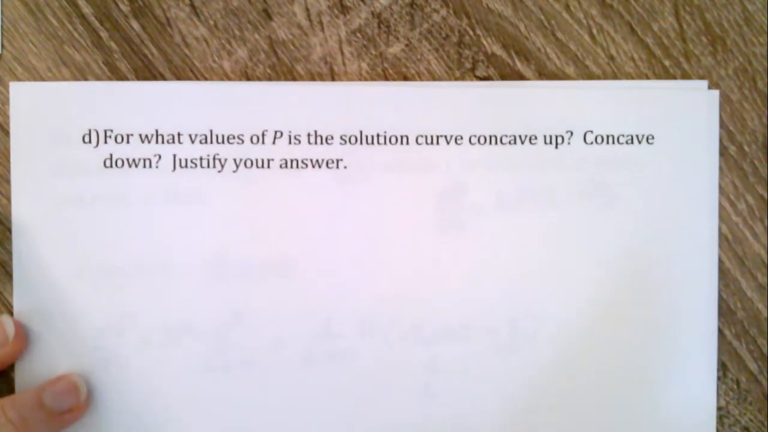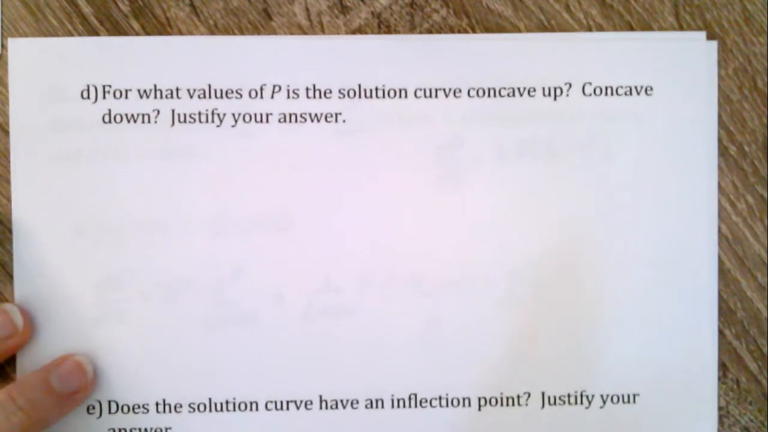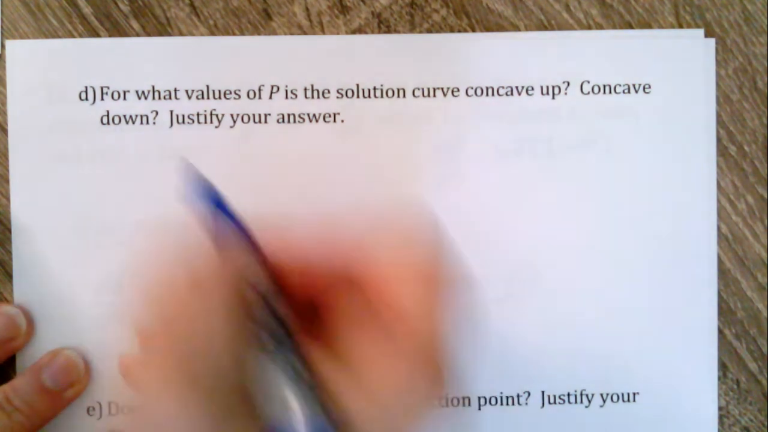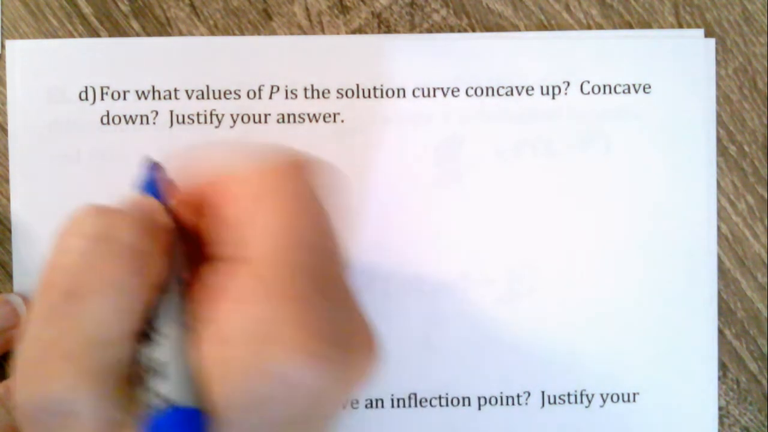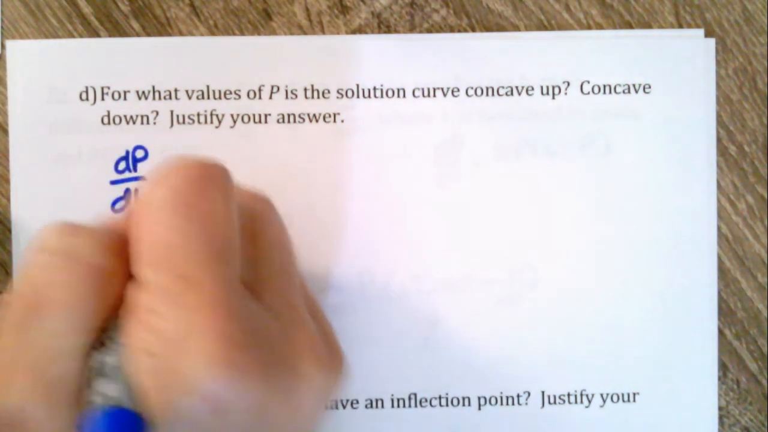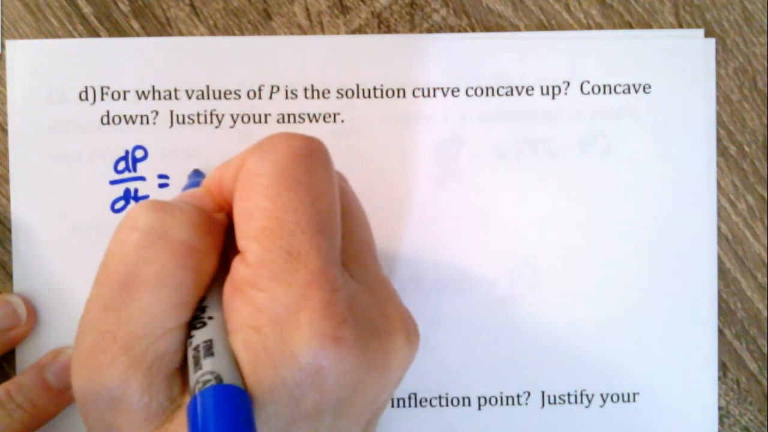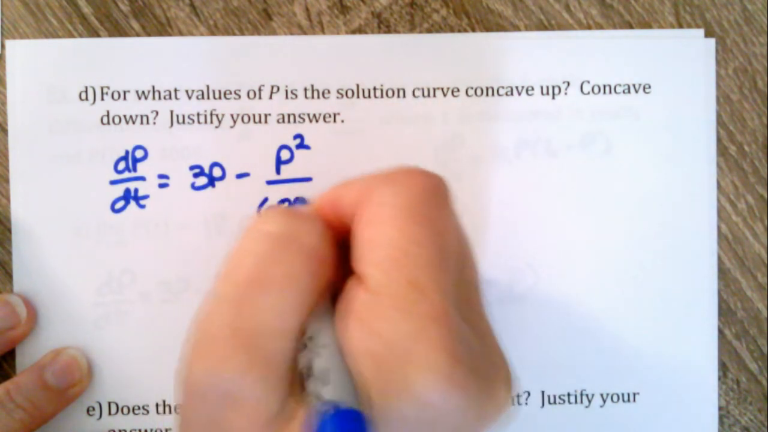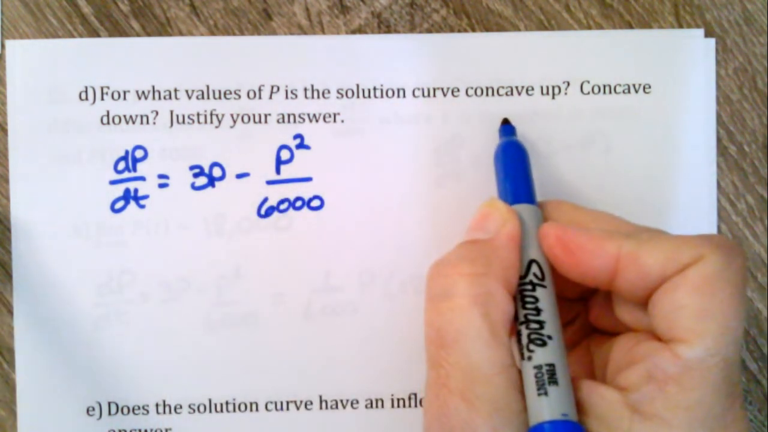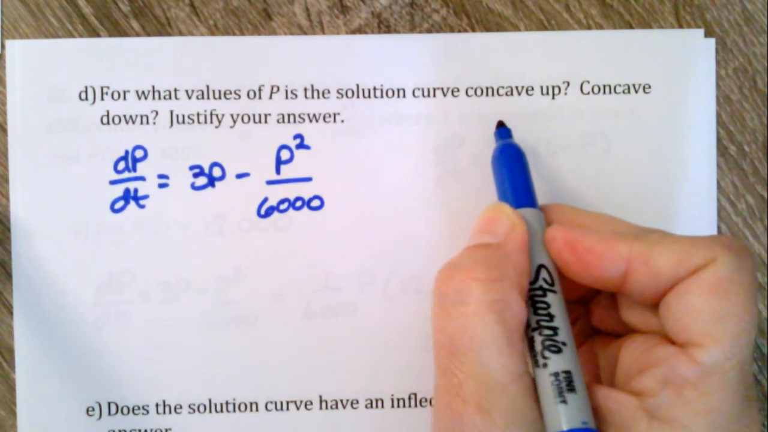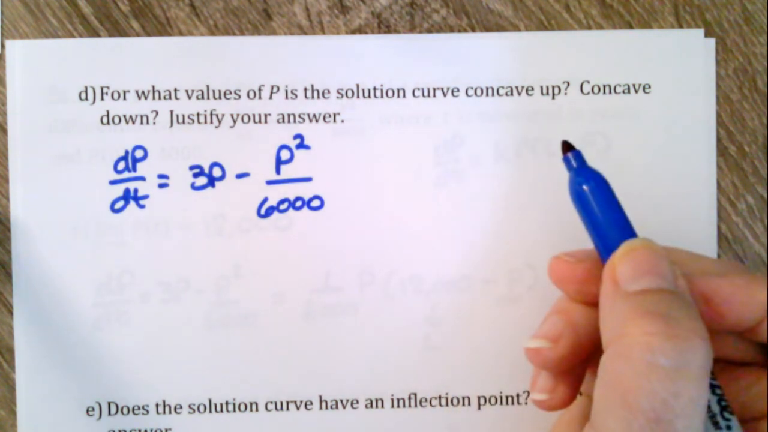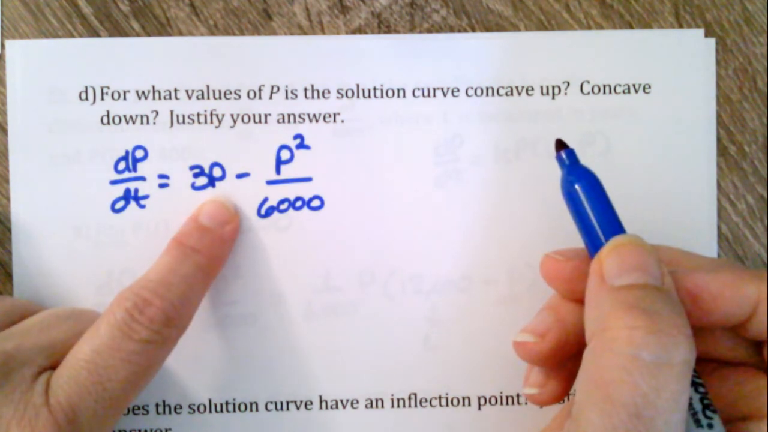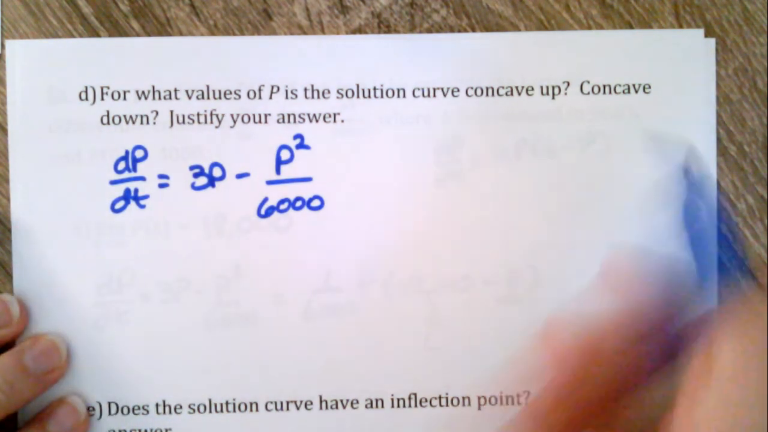Let's next look at the concavity of the curve. For what values of P is the solution curve concave up or concave down? Justify your answer. So again, let's start with our dP/dt equal to 3P minus P squared over 6,000. If I'm going to answer a question about concavity, hopefully you remember that means we need the second derivative. And this version of our differential equation, I think, is going to serve us better to find the second derivative.